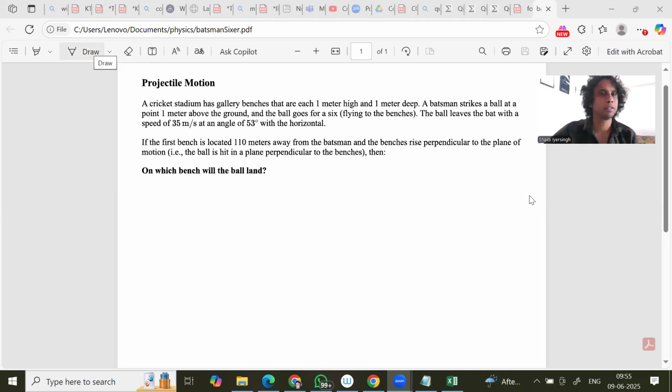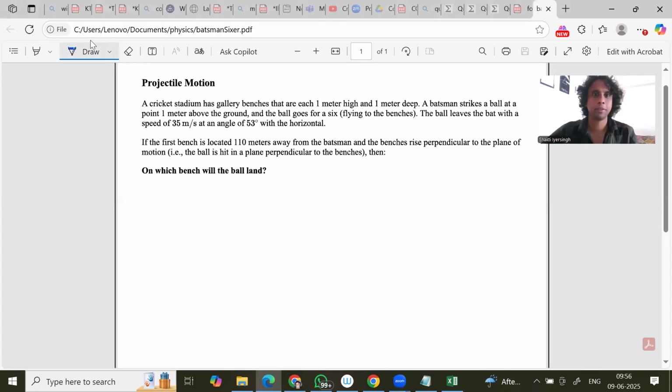And this one is a very interesting question from a famous book called H C Verma, which we all follow for physics. And this one relates to projectile motion, and the situation here is very interesting. Now, there's a batsman who hits a sixer, and the ball goes all the way to the benches. Now, it says that the batsman hits the ball 1 meter above the ground.